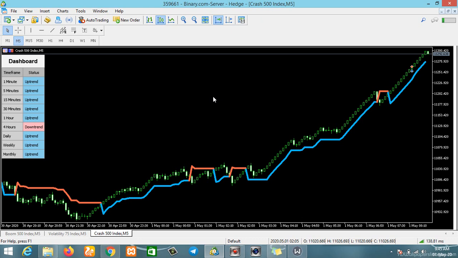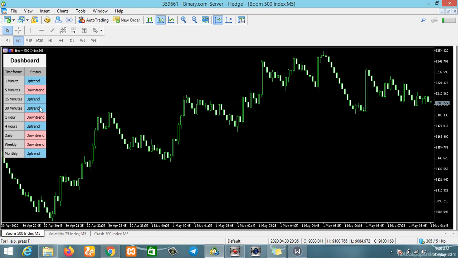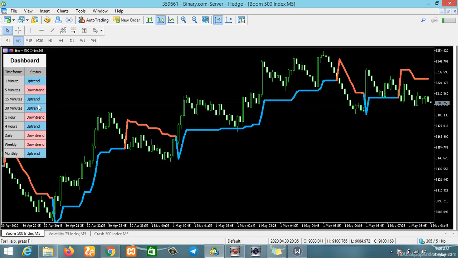So that being said, now let's check our Boom, because we've been checking our Crash. The Boom right here, the dashboard is telling us that the 15 minutes is on downtrend, 1 hour is on downtrend, daily is on downtrend. The other 2 are average, but we're having more of a downtrend. But you have to wait for a clear indication before you enter the market.